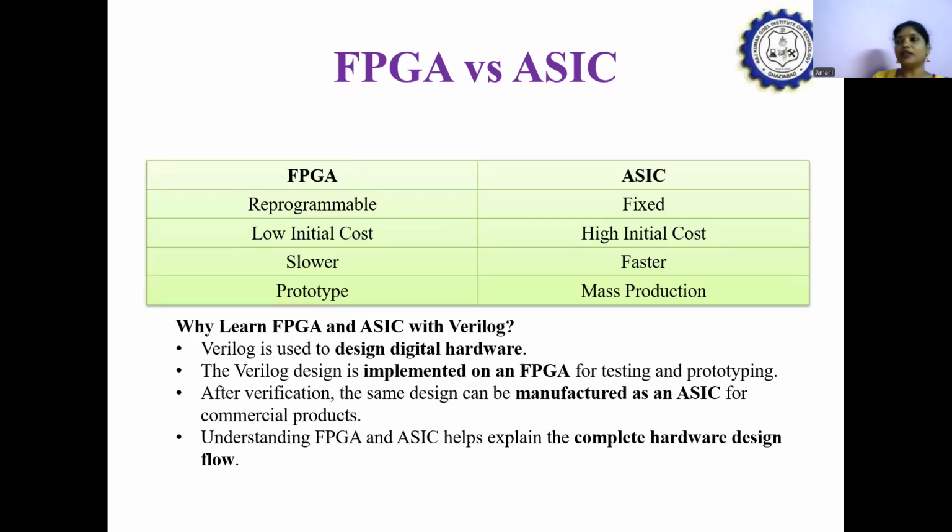Next we will see the difference between FPGA and ASIC. Here the FPGA is reprogrammable. As I already told you, FPGA is a hardware chip that can be modified and reprogrammed. But in the case of ASIC, it is fixed. Once it is manufactured, it cannot be changed. The advantage of the FPGA is the low initial cost, but ASIC requires a high initial cost. Compared to ASIC, FPGA is slower. FPGA is mainly used for design and prototyping. ASIC is mainly for mass production of chips.